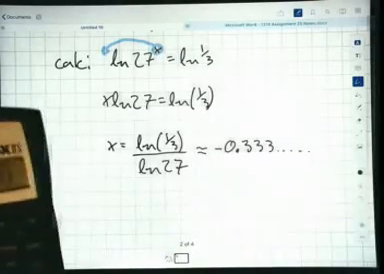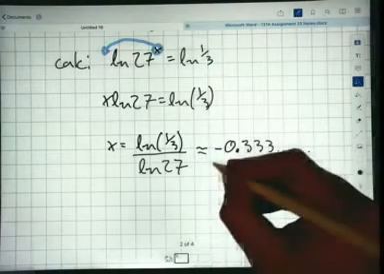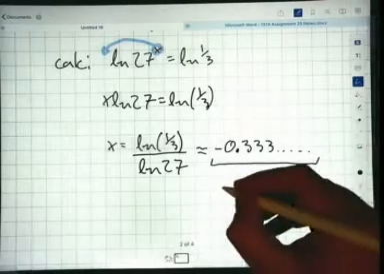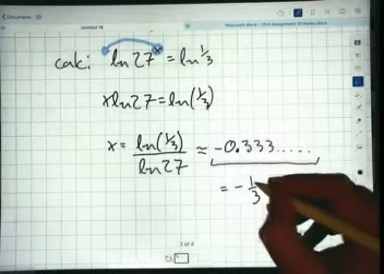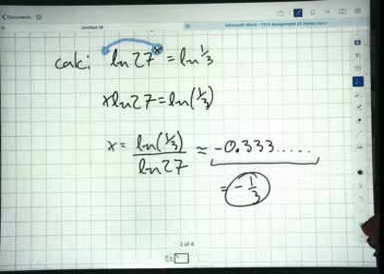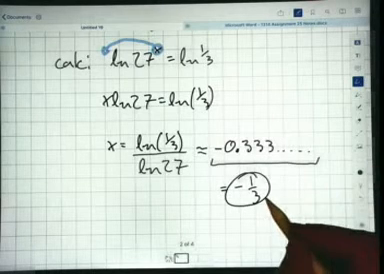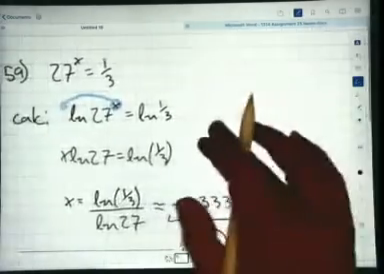Now, I hope that we all recognize that negative 0.333 repeating is a negative 1/3. I hope we all recognize that. Yeah? All right, so can I get negative 1/3 without using a calculator? Yes.